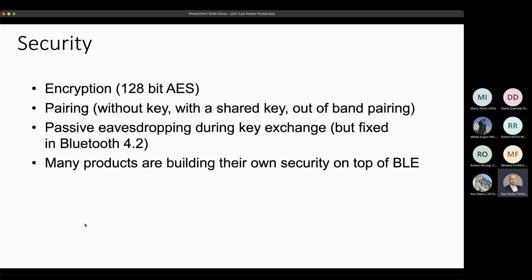Now, on the security side, I told you it's an encryption scheme of 128 bits over AES. It's got pairing, so you can have a shared key pairing type of connectivity. You had a bit of a loophole in Bluetooth 4.0 and Bluetooth 4.1, which was passive eavesdropping. During key exchange, you could have eavesdropped the communication and deduced some of the communication protocols out of it, but it got fixed in Bluetooth 4.2. So there's, let's say, enough security for this, but for some applications, other companies that manufacture Bluetooth Low Energy devices choose to also build their own security on top of what BLE is offering. So you might have another security protocol on top of this encryption scheme here.